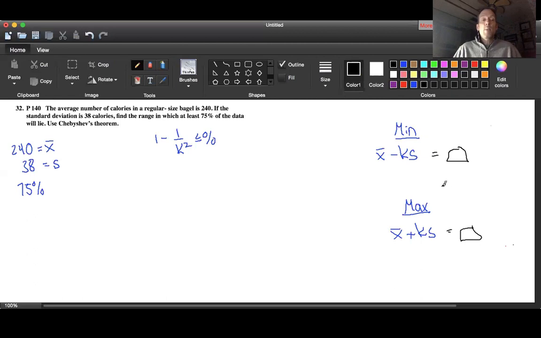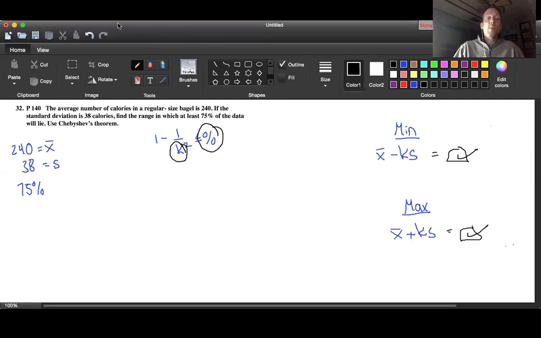Again, what's happening is when I move K standard deviations away from the average, I'm going to end up with some minimum percent of data. Now, between what 2 numbers am I going to get that minimum percent of data? That's going to be in between this minimum and that maximum.